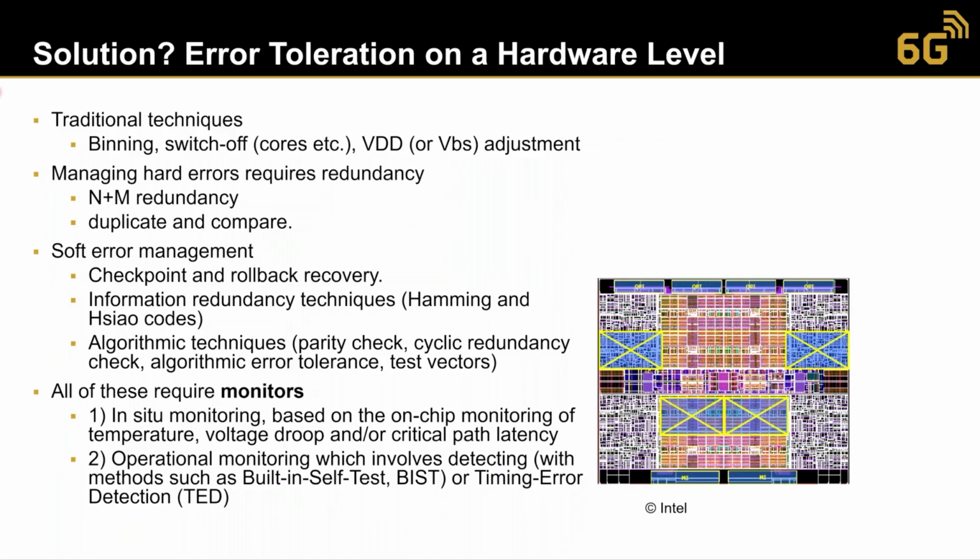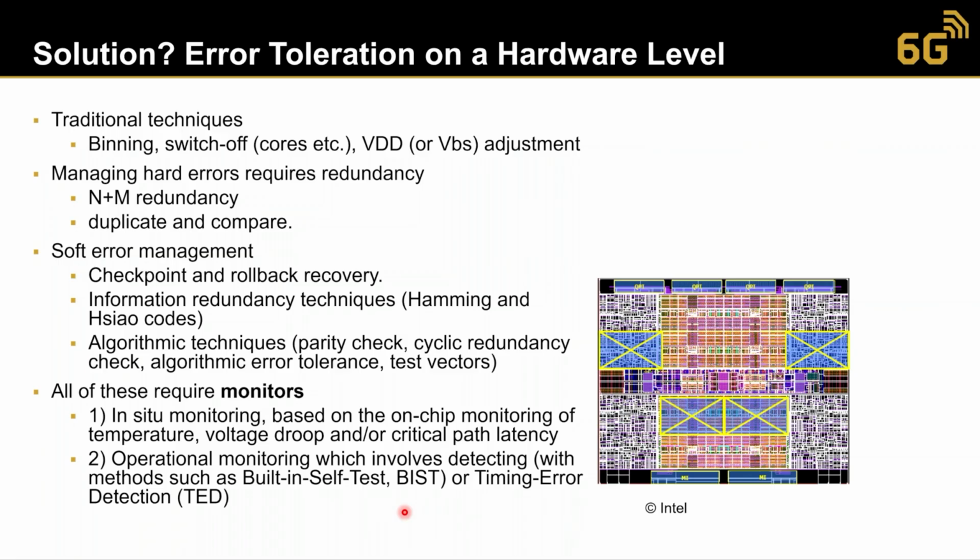But there are other things like redundancy, duplicate and compare, software solutions such as checkpoints, information redundancy, algorithmic techniques. But all of them require monitors. So you really do have to understand where the error happens and when you have to correct it. There are a number of different cases, both in situ monitoring based on temperature, maybe voltage, critical path latency, or operational monitoring such as BIST techniques or timing error detection. I'll look at the latter one next.